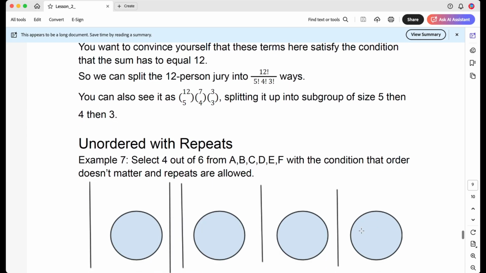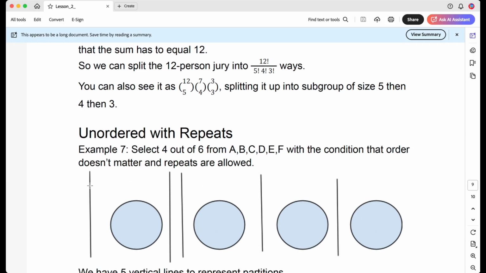So we have this picture here, which I think makes this situation a little bit easier. The idea here is basically, we're going to make 4 selections denoted by the 4 circles. And then the question is, how many A's, B's, C's, D's, E's, and F's are we going to select? So there are 6 different types to choose from. We use 5 vertical lines here to split this up into 6 pieces. So we have an A section here to the left, then B, C, D, E, and F. So 5 lines to denote 6 letters. The 4 circles are the selections we're going to make.